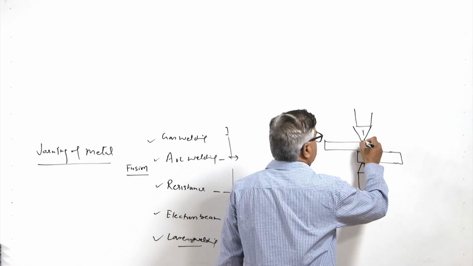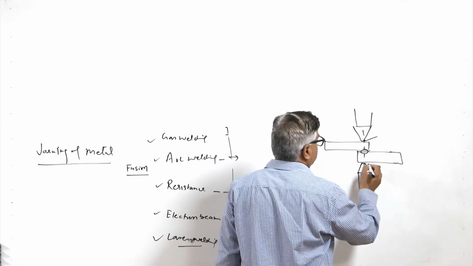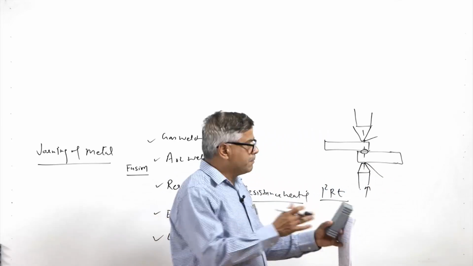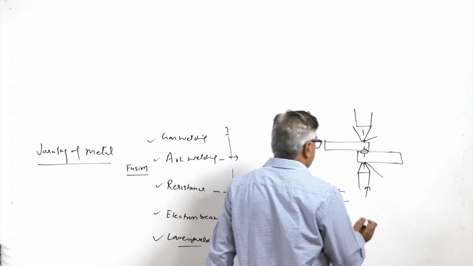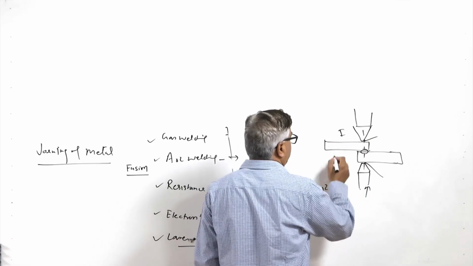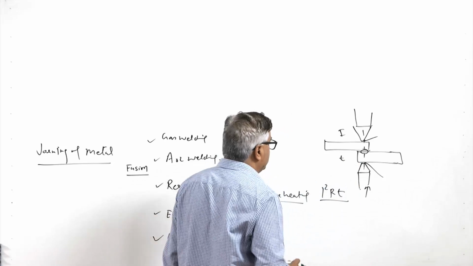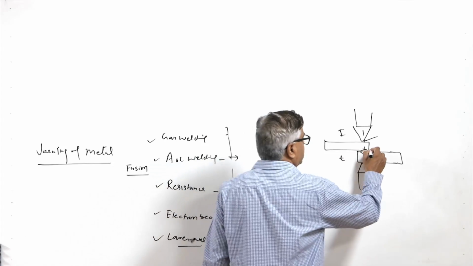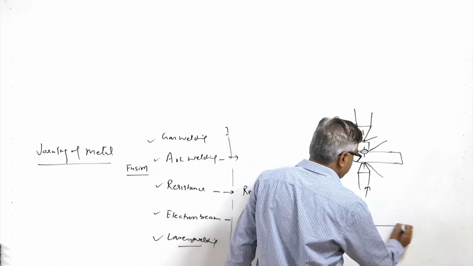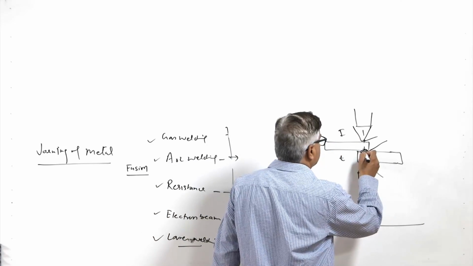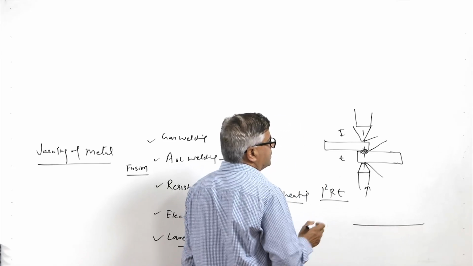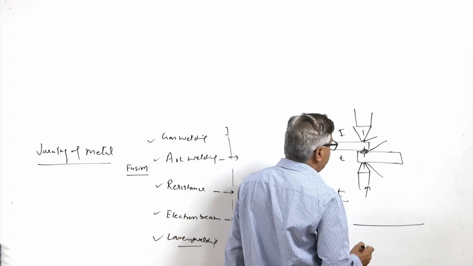interface, and some contact pressure, contact resistance, is also experienced at the contact between the workpiece and the electrode. So, for the flow of current I and for a period of time t, the maximum heat is generated at the interface. This heat generation results in the fusion at the interface. Once the fusion takes place at the interface, it results in the weld nugget.